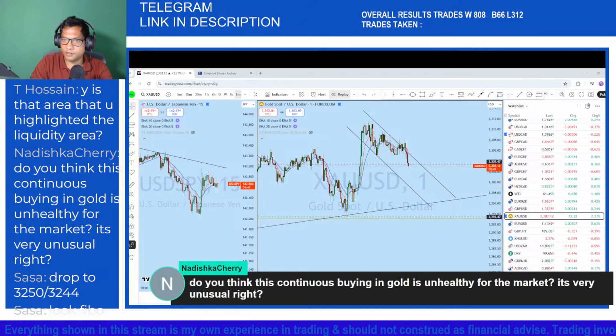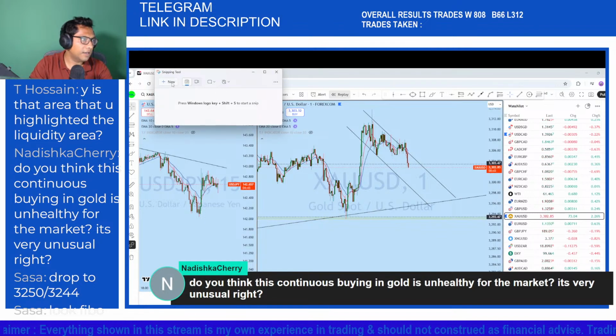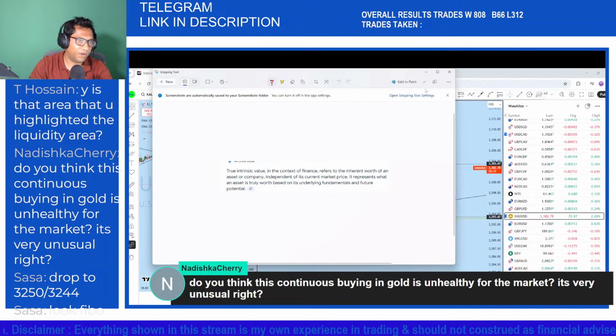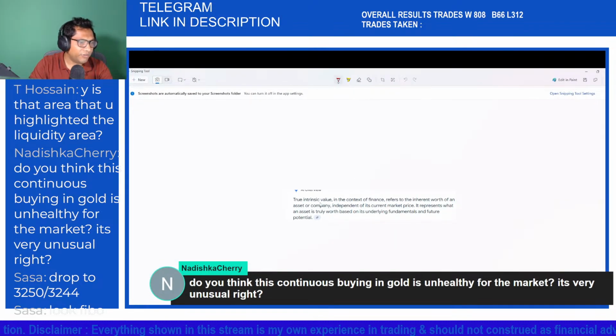Okay, so if we look on Google also, you can understand clearly what it is. It's a very important point. The true intrinsic value in the context of finance refers to the inherent worth of an asset or a company, which, we are looking at XAUUSD, independent of its current market price. It represents what an asset is truly worth based on the underlying fundamentals and future potential.